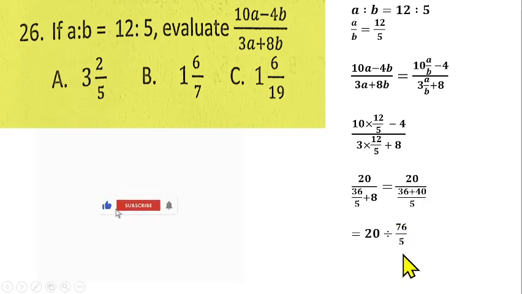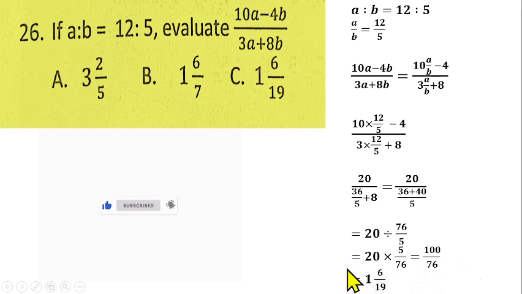Change this one to times. You have 20 times 5 over 76, and that should give us 100 over 76. And if you simplify that further, that will give us 1 and 6 over 19, which is option C.